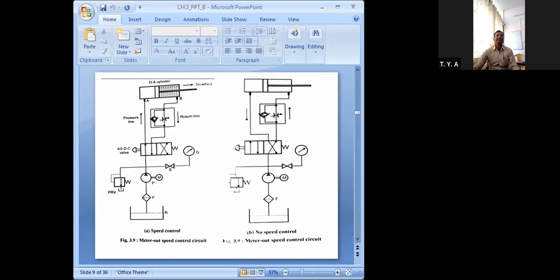You can see here, with the help of this figure I will show. Here we have the pump and motor element, the filter, the pressure relief valve, and this is the 4x2 direction controller, then this is your pressure compensated flow controller. Now when speed control is there, oil will go from the pump to A, and due to that the piston will move toward this.